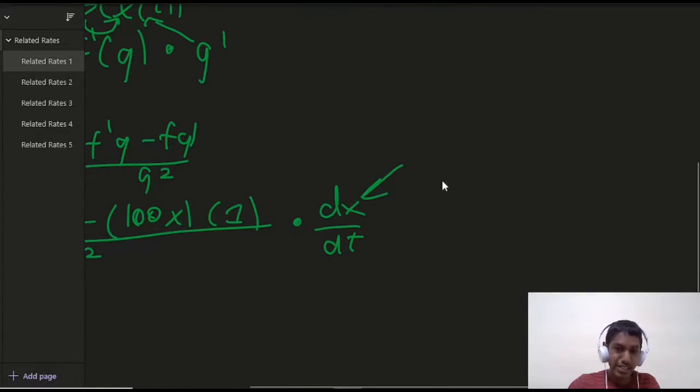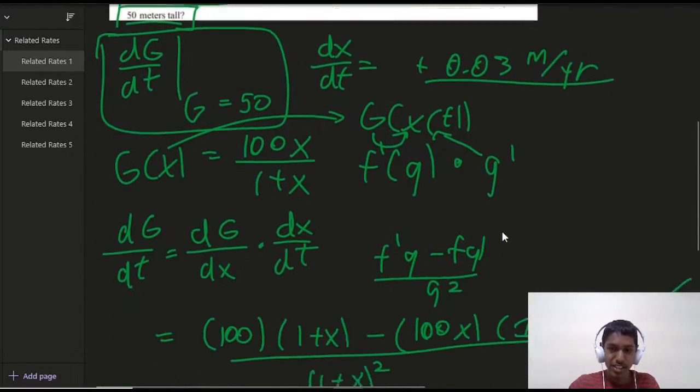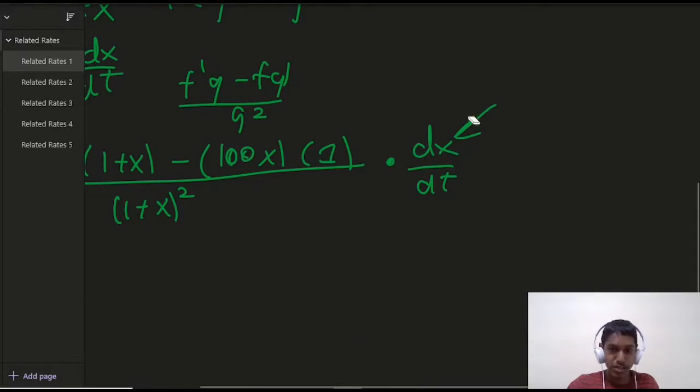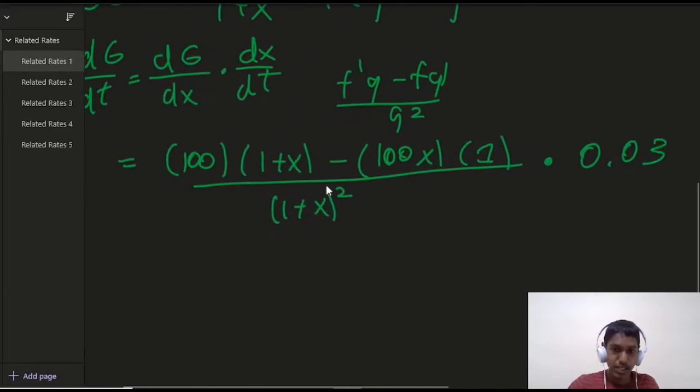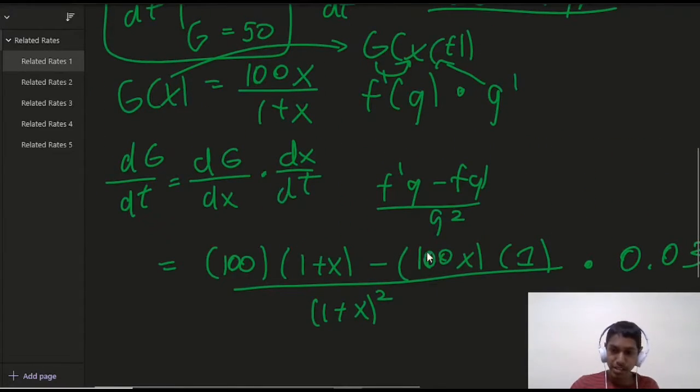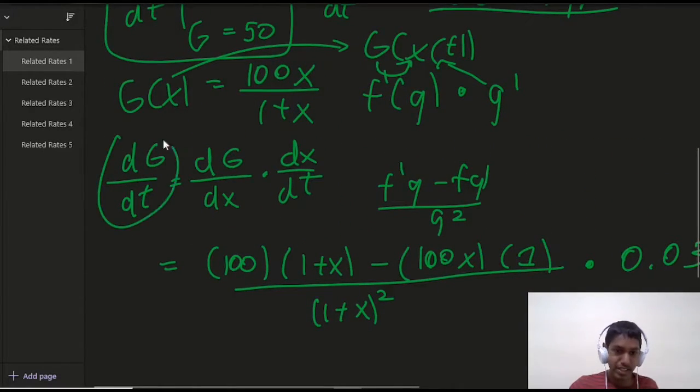And what is dx/dt? Well, we already know that. It is 0.003. So I'm going to write that here in place of dx/dt. Okay, great. So that equals this rate.